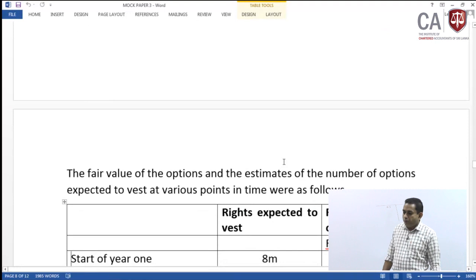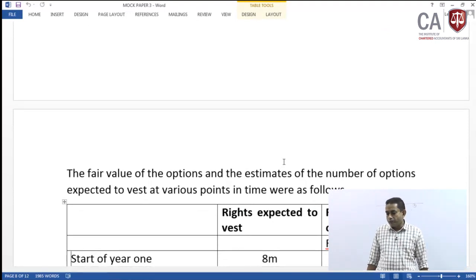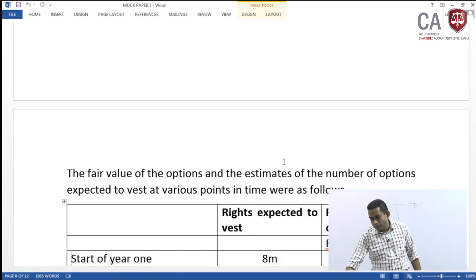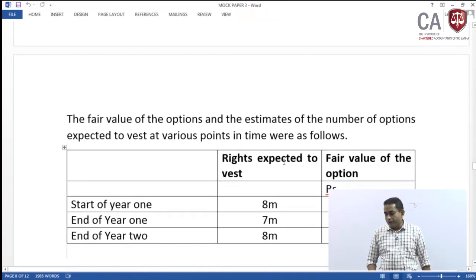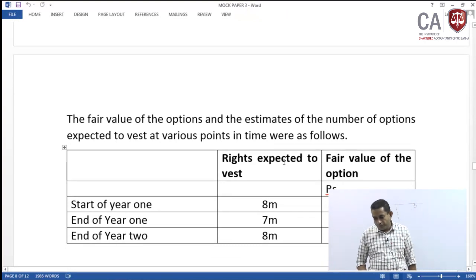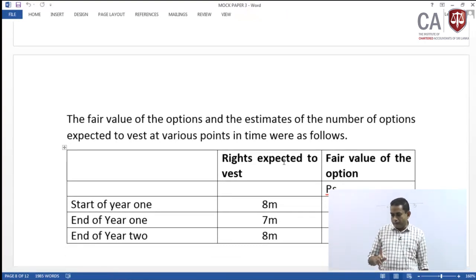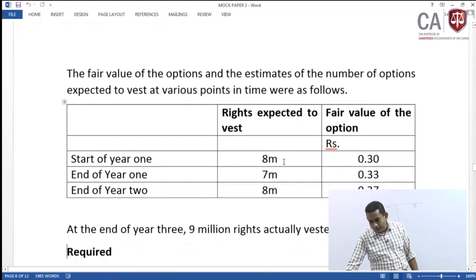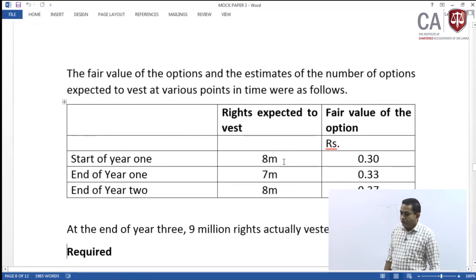The fair value of the options and the estimates of the number of options expected to vest at various points in time were as follows. Rights expected to vest: at the start of year 1, 8 million, with a fair value of an option of 0.3. End of year 1, 7 million, fair value is given. End of year 2, 8 million, fair value is given. At the end of year 3, 9 million rights actually vested.